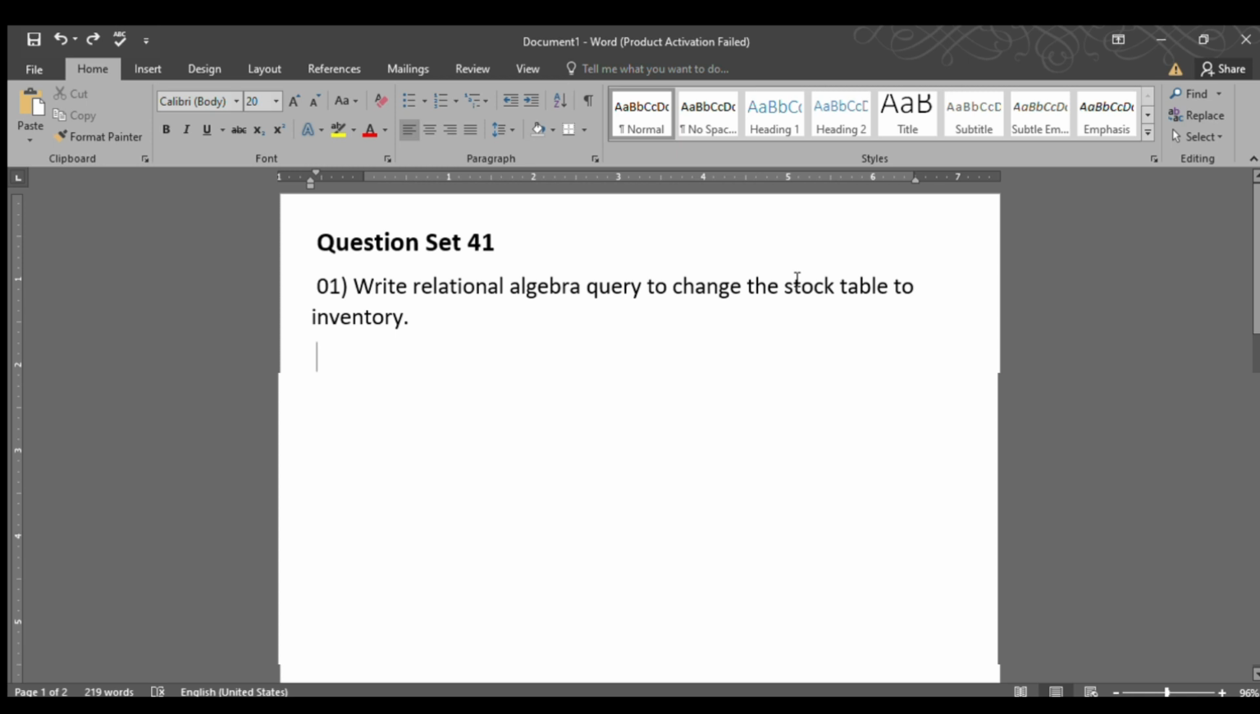Starting with question set number 41: write a relational algebra query to change the stock table to inventory. Here you use the rename symbol like this, and the table name is stock. You want to rename it as inventory, and you put the inventory name in subscript and the stock goes to superscript.